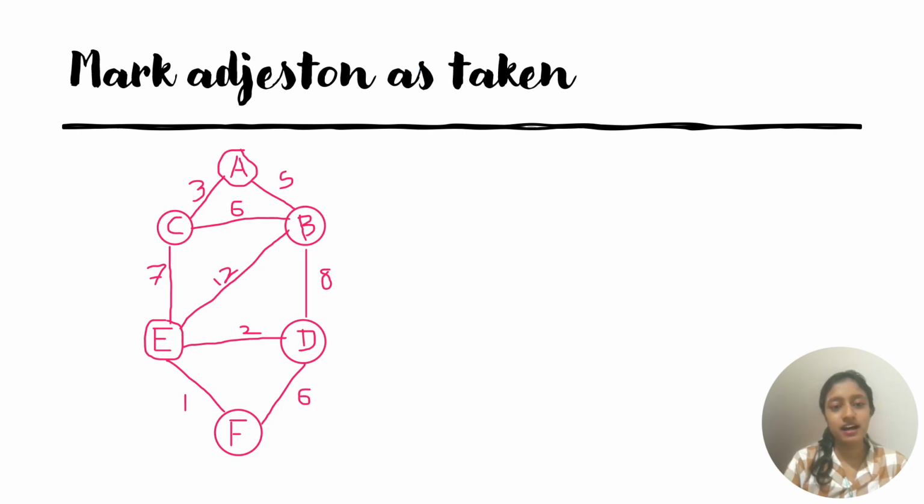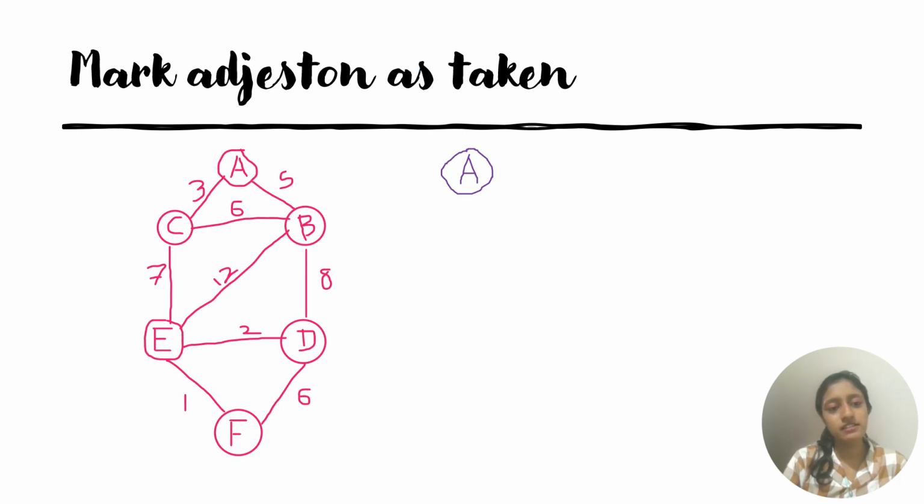In this case, I took A as the root. I told you, if the root is not given, we can choose any root of our choice. In this case, we can see A, B, C, E, D, F. There are many possible roots, and I chose A as the root.